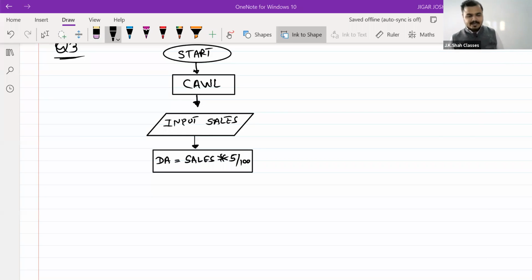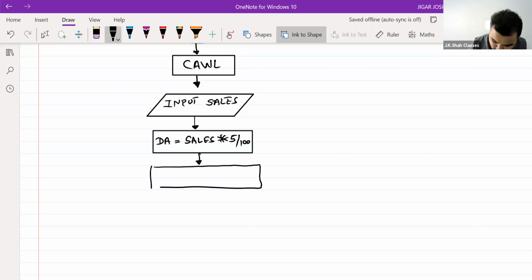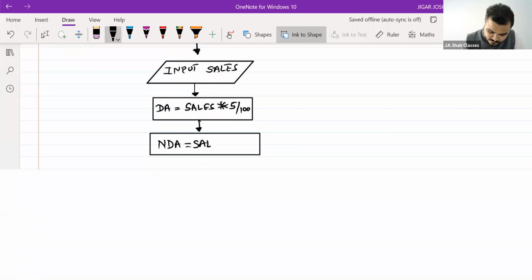Any doubt, any queries, any confusion to anyone? Further, discount amount is calculated. Don't do anything right now, please just see the solution. Now, net discounted amount, NDA, refers to net discounted amount. Discounted amount, not discount amount. It is equal to whatever the sales value is, minus discount amount.